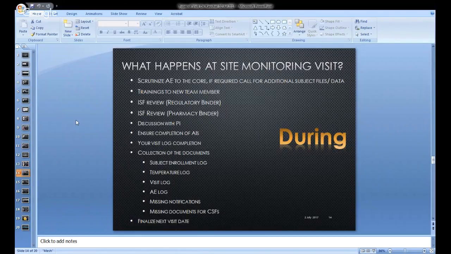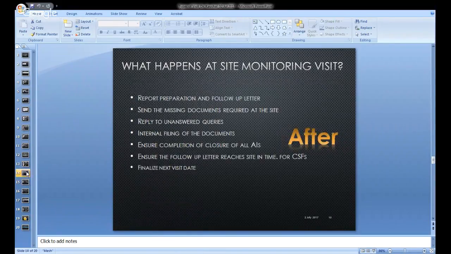And at the last, ensure that your next visit date is finalized, just to reduce the burden from your hand, and also informing the site about the time for your next visit well in advance will be really helpful for them to ensure that everything is maintained and completed in a timely manner. So this was your monitoring visit.